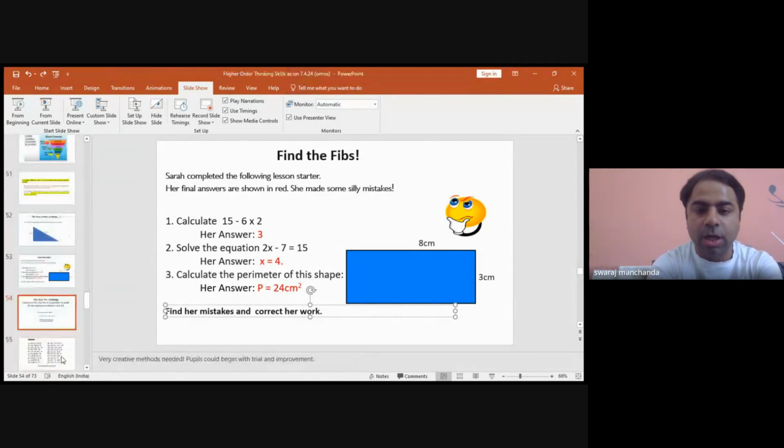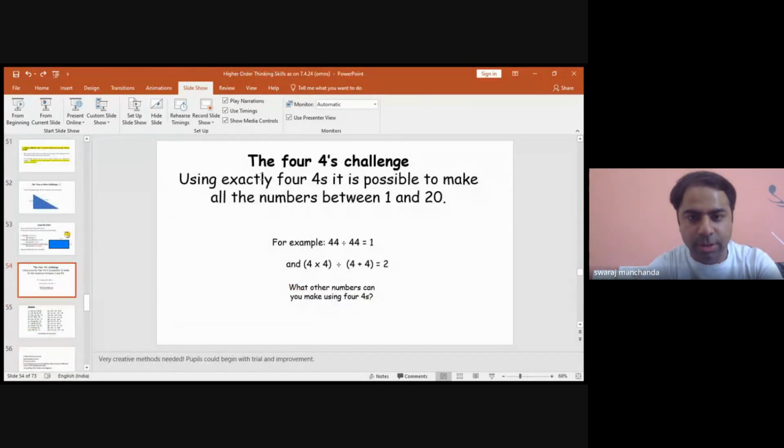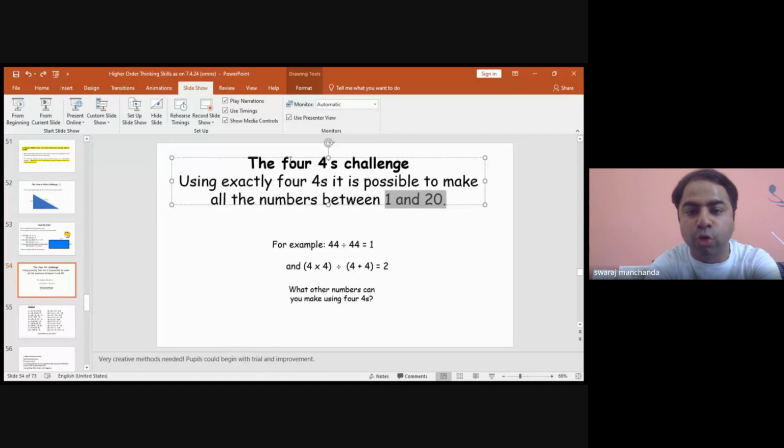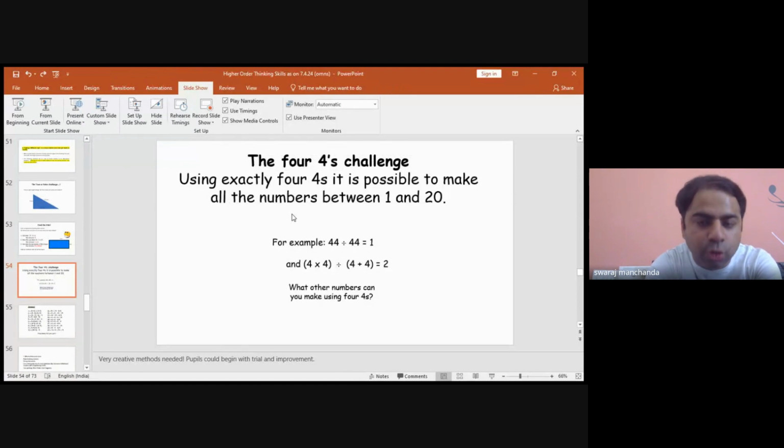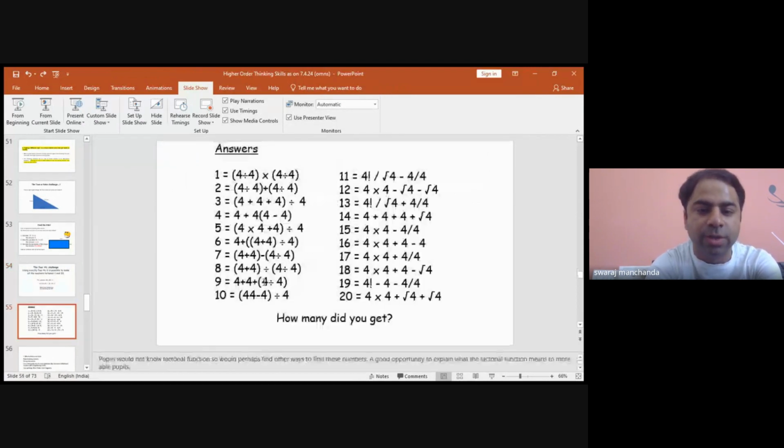Next, the 4-4 challenge. This is all based on maths. We can create numbers between 1 and 20 using four 4s and mathematical operations. Ask the students, give them an hour to do this exercise, and then you will see such results come up.